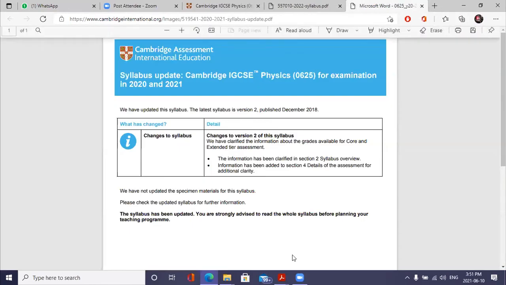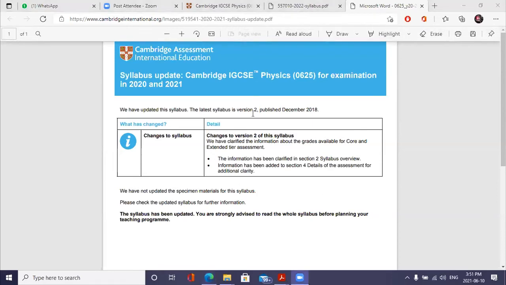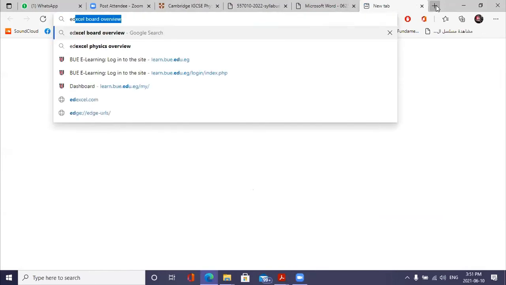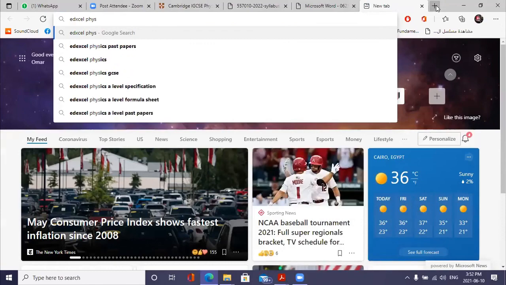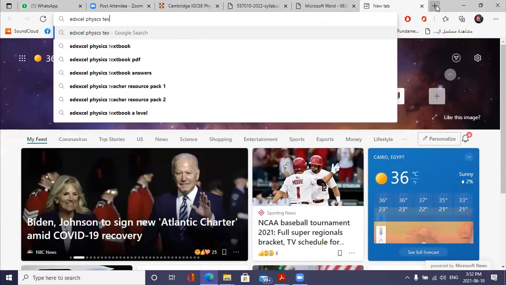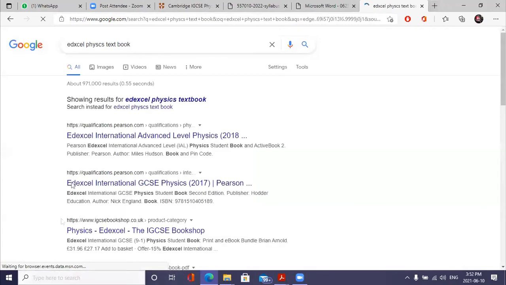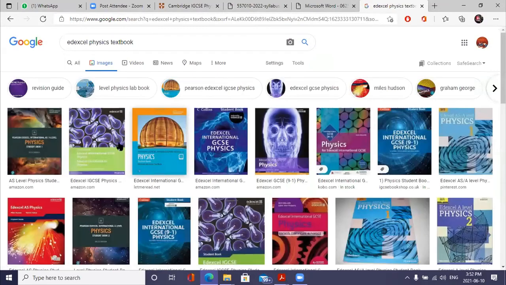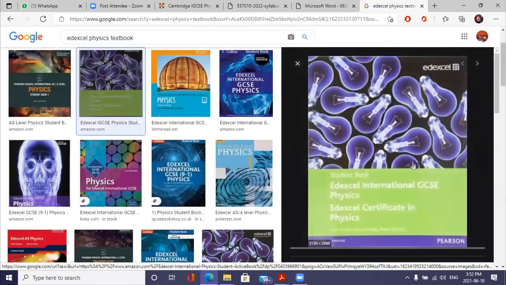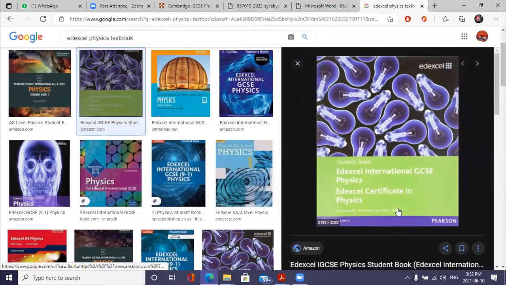Most probably, I'll be using this textbook to explain for students for Cambridge physics. For Edexcel, I'll use this book. Yes, I think it's this one. I'll be using the Edexcel International GCSE Physics book for Edexcel. Both books are just fantastic.